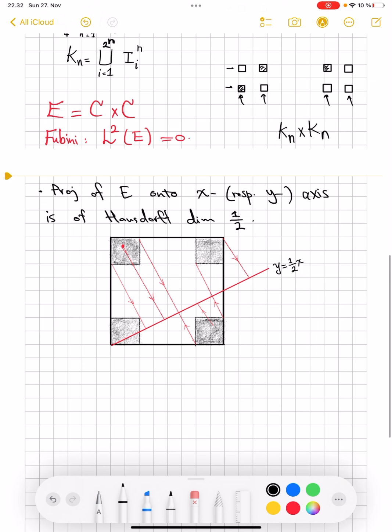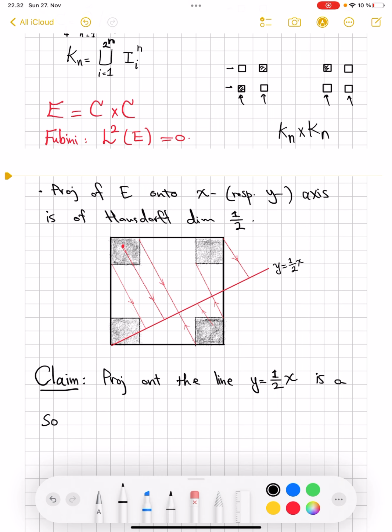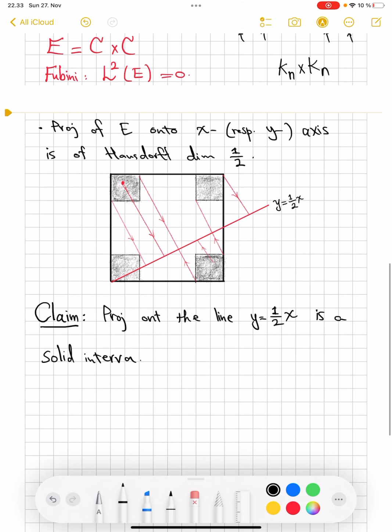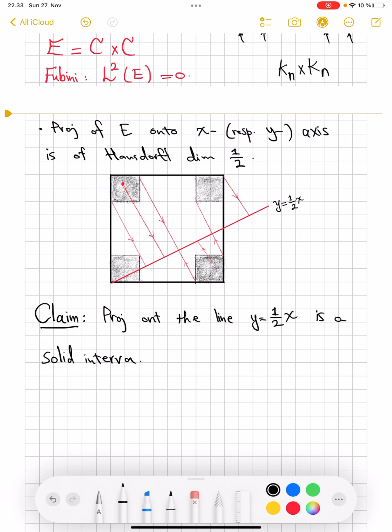Now the next claim will be that the projection of this Cantor set onto the line y equals 1/2 x is a solid interval. That means the shadow of this set, when you project it onto this particular line, covers a whole segment. It doesn't miss any single point. And the proof is basically what you see in my picture.